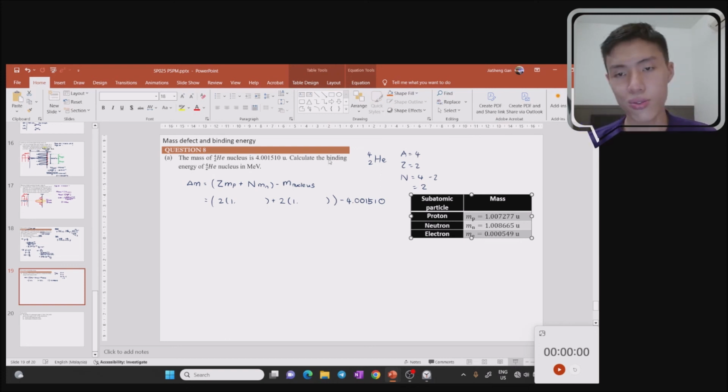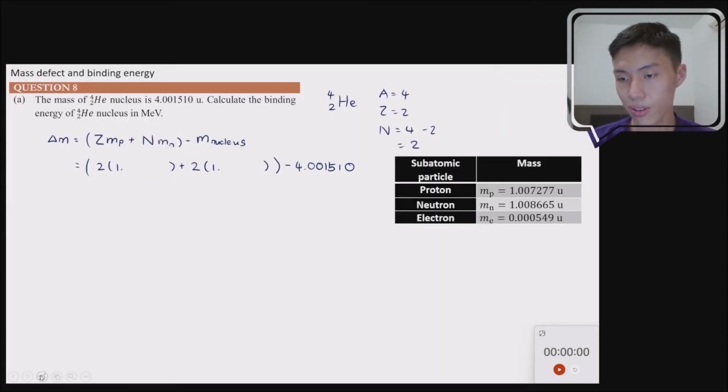Okay, let's continue. Sub in the values: 1.007277, 1.008665. If you calculate it, you get a mass defect of 0.030374 u, which you can use to find the binding energy.